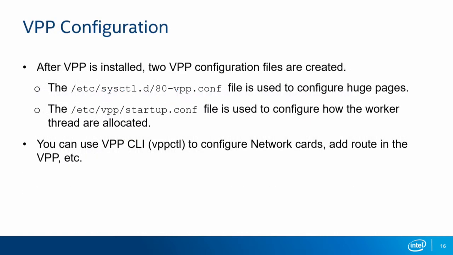One thing we need to pay attention to is that after the VPP install, there are two configuration files. One is the vpp.config, where you need to configure the huge pages, and the other is called startup config, where you can configure the threads that run the VPP. And like a router, you can go to the VPP CLI so that you can configure the card and the IP address and pass traffic. We will cover that in the lab.